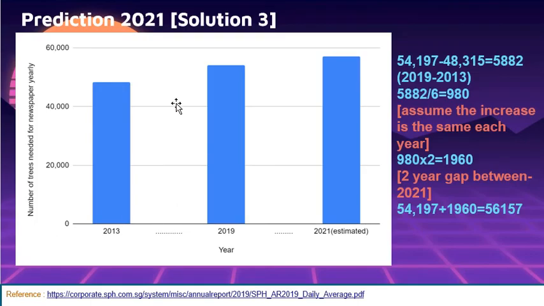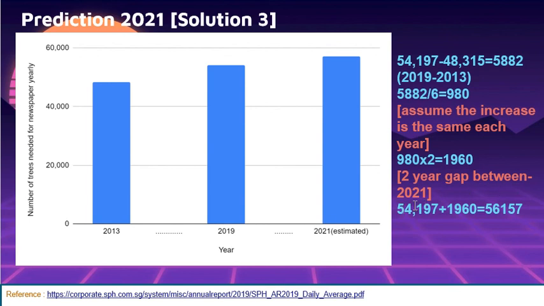This is our bar graph for the prediction of 2021, which is our third solution. We take 2019's amount minus 2013's amount and we get 5,882. And then we assume that the increase is the same for every year. So 5,882 divided by 6 is equivalent to 980. 980 times 2 equals 1,960, which is the amount for the 2-year gap to 2021.